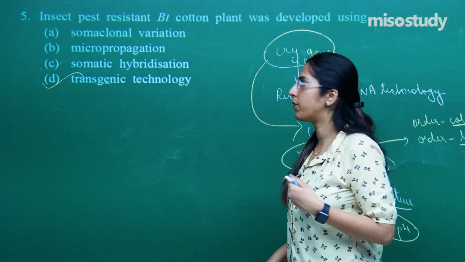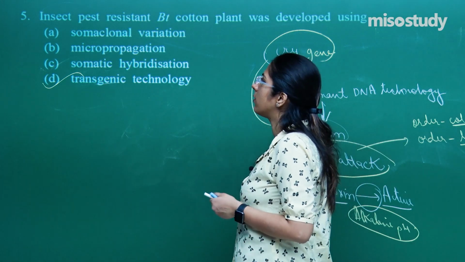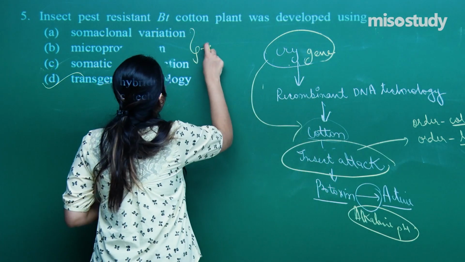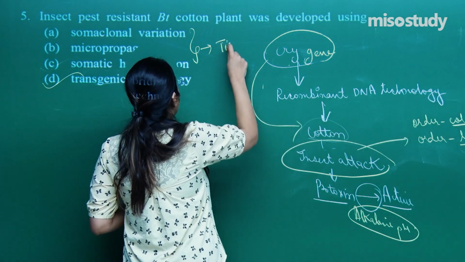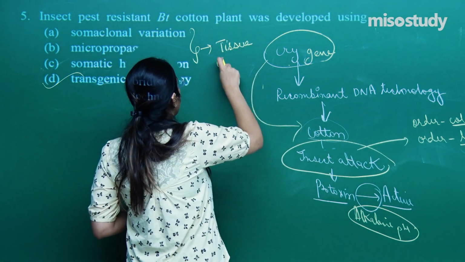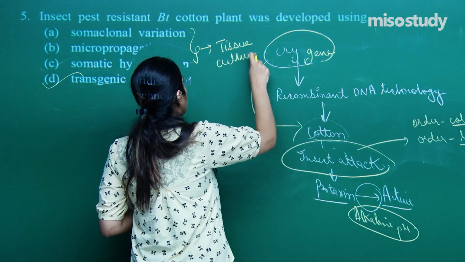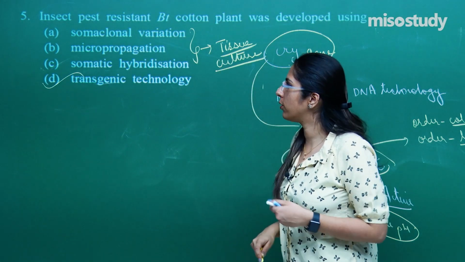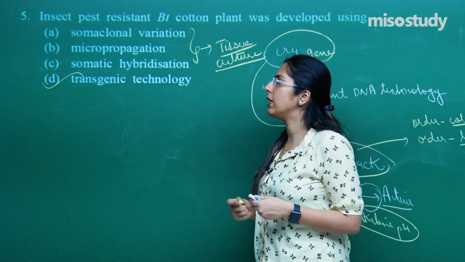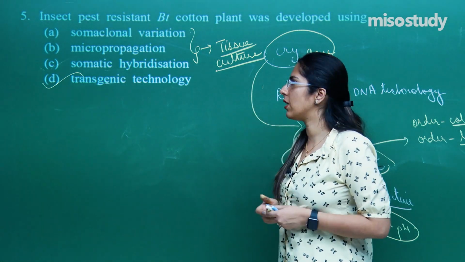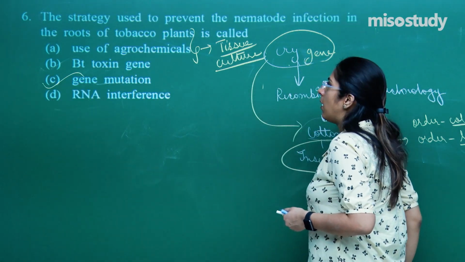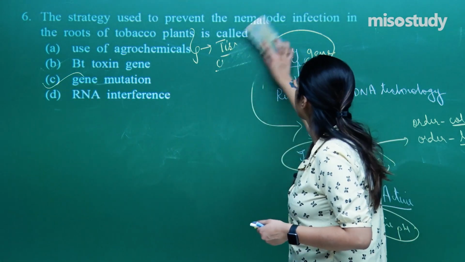That means we are transferring DNA. Whereas somaclonal variation, micropropagation and somatic hybridization are tissue culture methods. That means for question number 5, we need insertion of a gene. That's why option D is the correct one. Let's talk about the next question. Strategies to prevent.